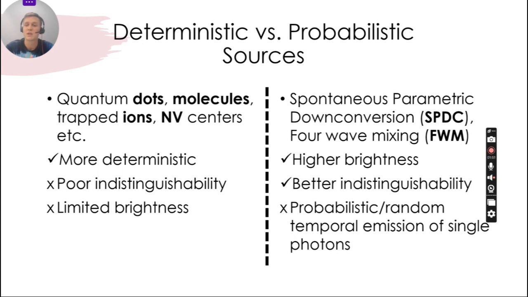A couple of examples of probabilistic methods of producing single photons or pairs of photons are spontaneous parametric down conversion, SPDC, and spontaneous four-wave mixing, or FWM for short. In comparison to deterministic sources, these generally have higher brightness and better indistinguishability, but they also have the disadvantage of probabilistic or random temporal emission of these single photons. You don't know predictably when you're going to get these photons out.